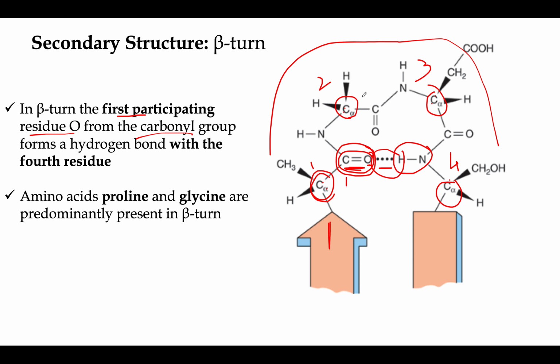Very important. And why they are observed in the beta turn? Because proline, being an amino acid, cannot form hydrogen bonding. So if I want to have a proline in a sequence, I will have it either as a 2nd residue here or as a 3rd residue in the beta turn. Of course, not the 1st or the 4th residue. That you should remember. So amino acid, proline, and glycine are predominantly present in the beta turn.